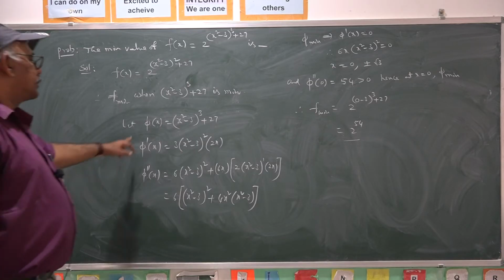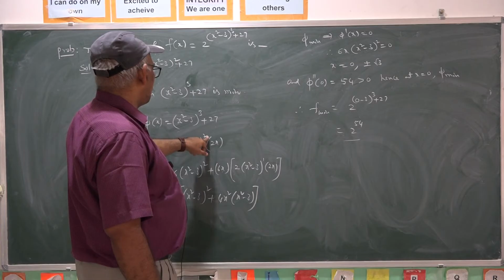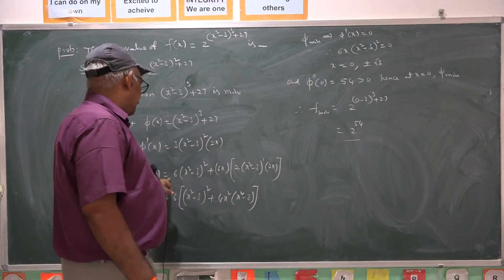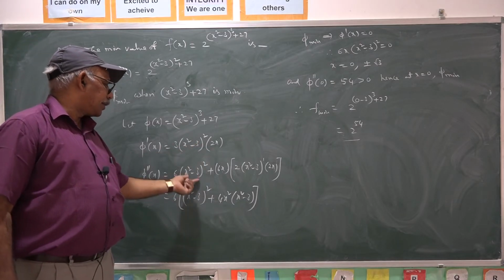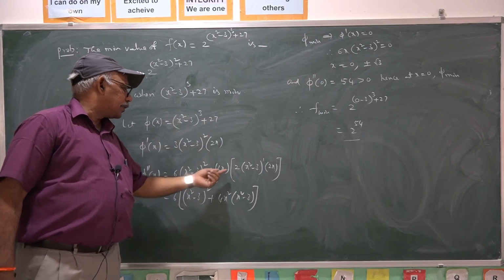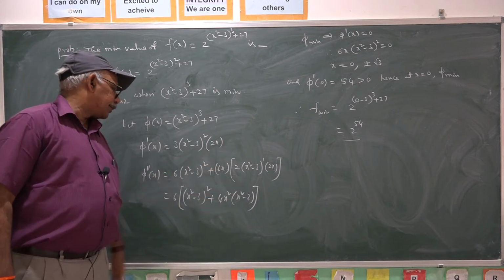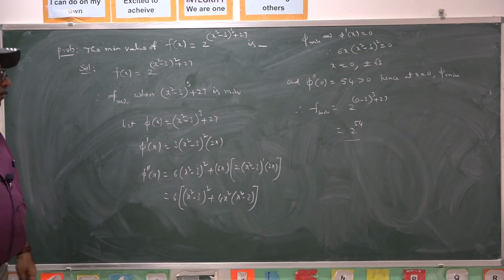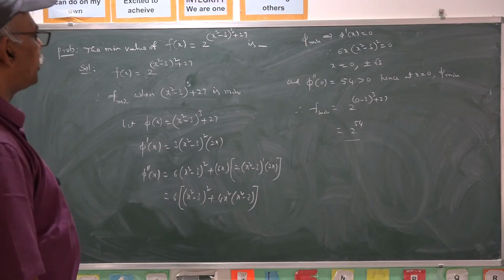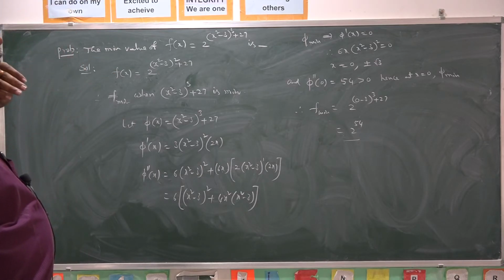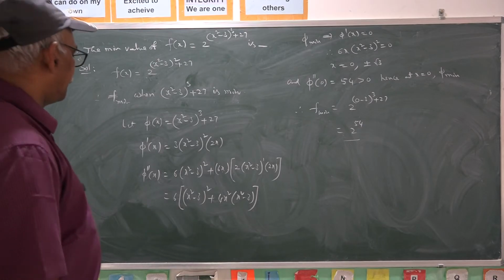Phi dash x is this one. This is 3 into (x square minus 3) whole square into derivative 2x. Again by product rule, 6x, that is 6 into (x square minus 3) whole square plus 6x into twice that of (x square minus 3) into 2x, 4x square into (x square minus 3). Okay. At x equal to 0, phi double dash 0 is positive. Okay. This is positive.